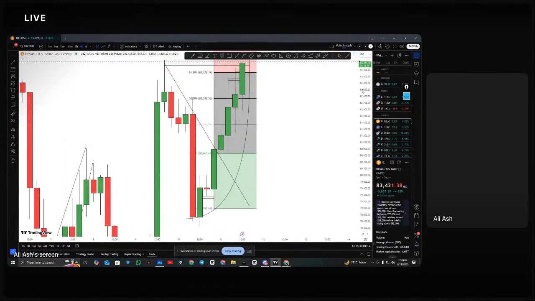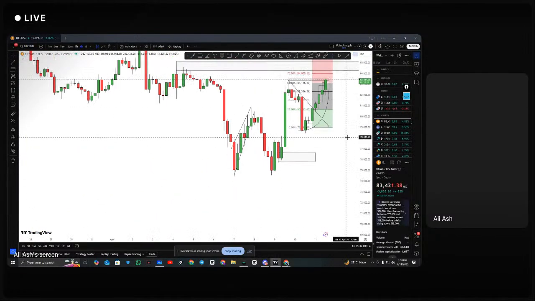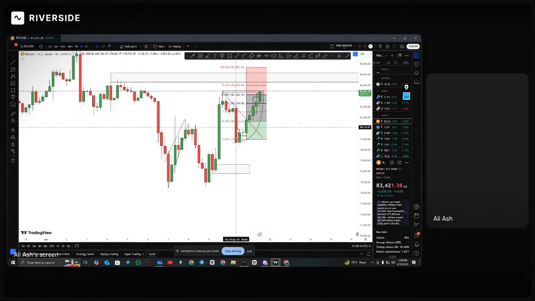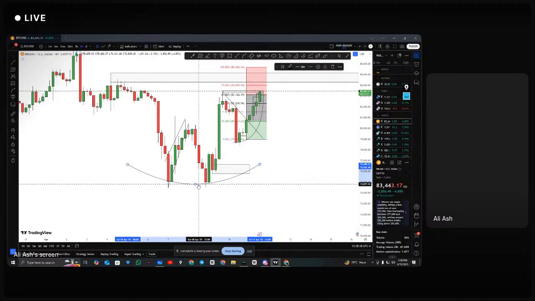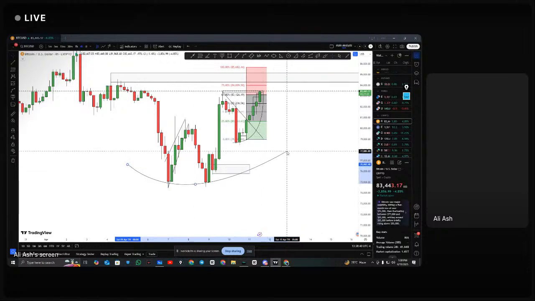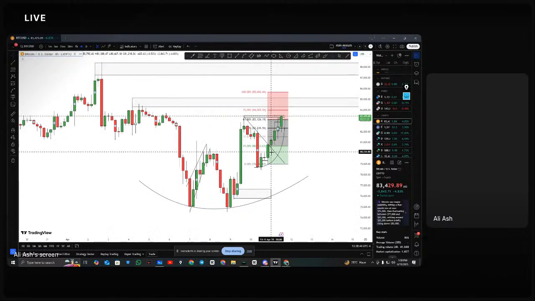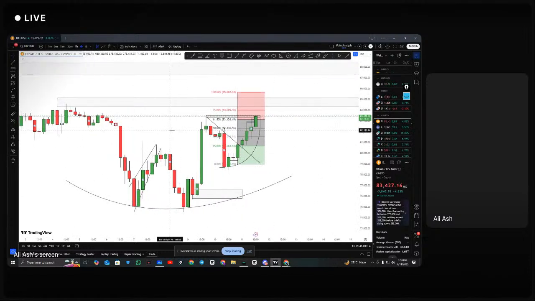As I said, the market is bending itself, so we got this double top, and right now again the market is trying to bend itself for an upside move.